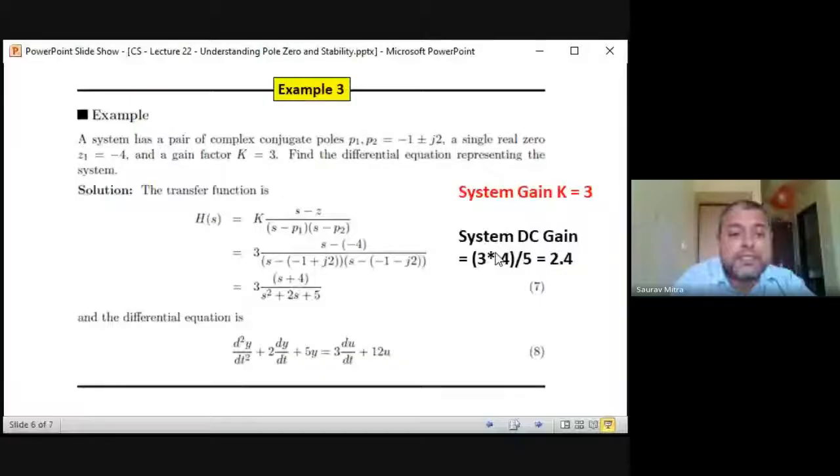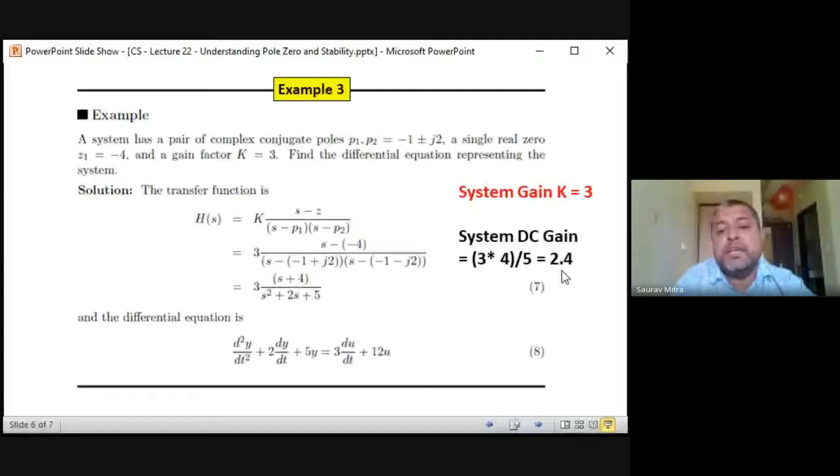Exactly, in this case, what you are finding is system gain is equal to 3, because it is given system gain is equal to 3. But tell me how much will be the system DC gain. So in the transfer function, what you have to do is put s equal to 0 here. So you will find this 3 into 4, that is 12 by 5. So DC gain of the system is 3 into 4 by 5, that is equal to 2.4.